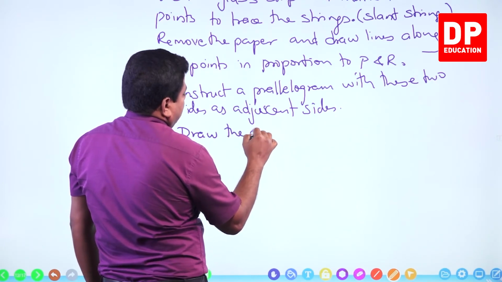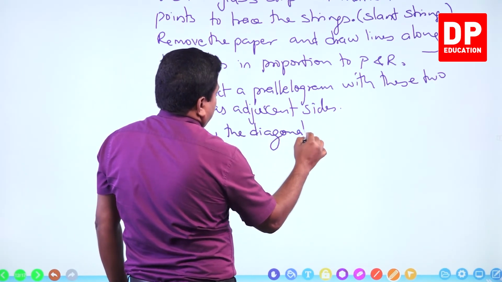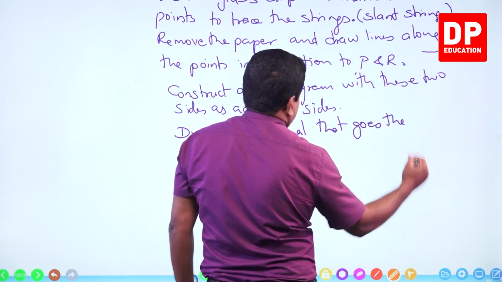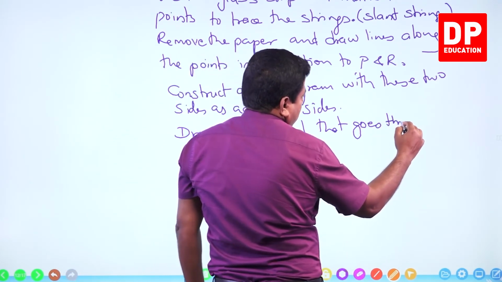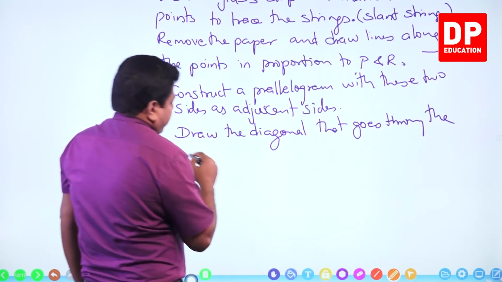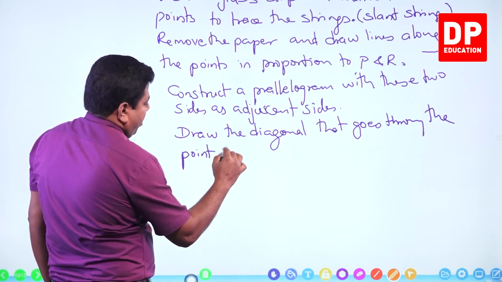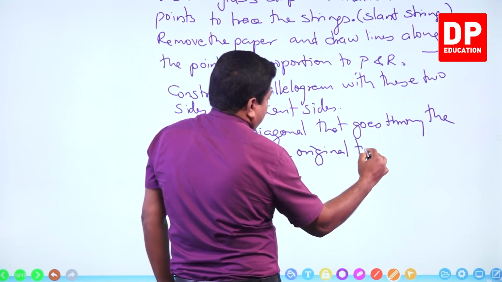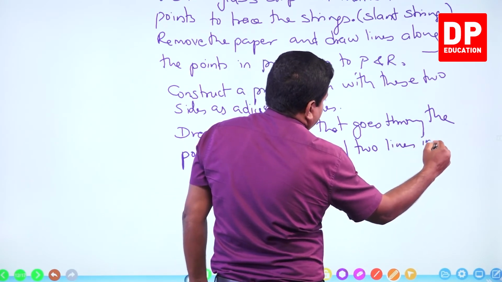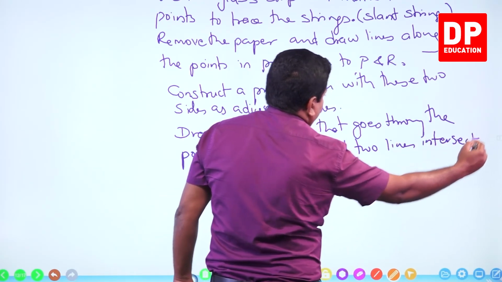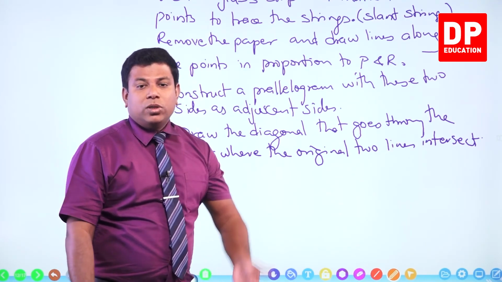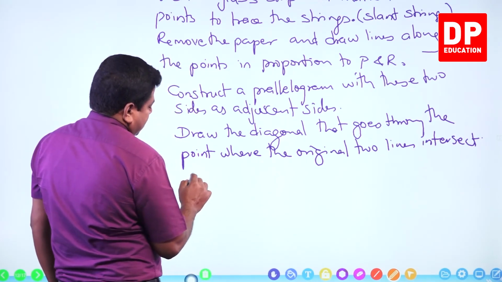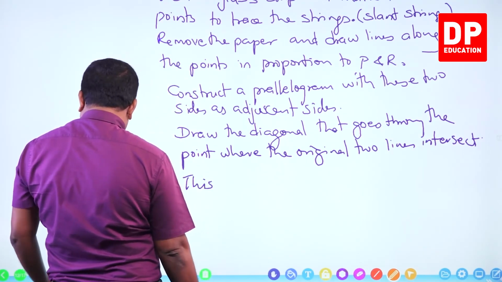Draw the diagonal that goes through the point where the original two lines intersect. Thing is, we usually give names. If you don't give name, you are explaining wordings. Otherwise, we can say draw the diagonal OC. Right. Two lines intersect.